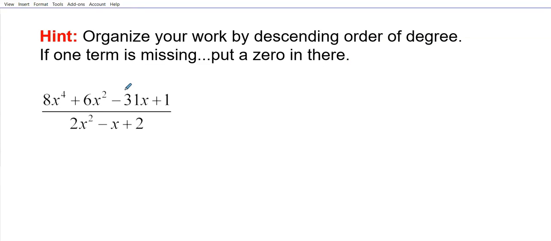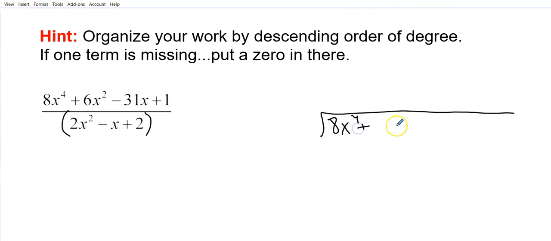Okay, so organize our work by descending order of degree, especially when we're dividing by something that has both even and odd terms in there. So this is going to be very important. So let's try this and get this right if we can. So we start, we go 8x to the 4th, nothing's funny, plus, it doesn't seem to have an x to the 3rd term. We'll come back to that. So plus 6x squared minus 31x plus 1.